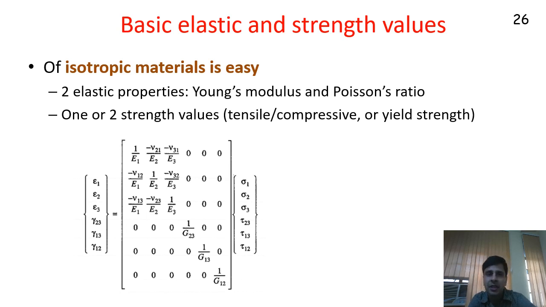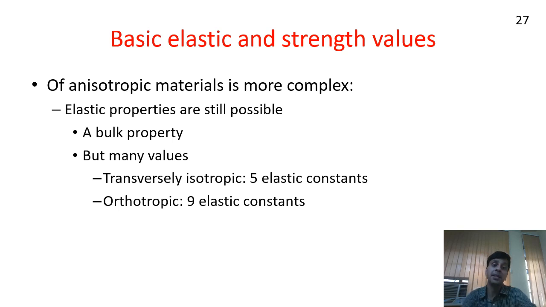So, basic elastic and strength values of isotropic materials, as you have discussed in class. For isotropic materials, usually two elastic properties are enough. Usually you do a single test, and you can calculate the Young's modulus and the Poisson's ratio. And strength also, usually you have one or two: tensile or compressive strength and yield strength. So the number of tests that you need to do is limited. Most likely two tests or two sets of tests should be enough. One tensile test gives me Young's modulus, Poisson's ratio and the tensile strength, and a compressive test gives me the equivalent properties.